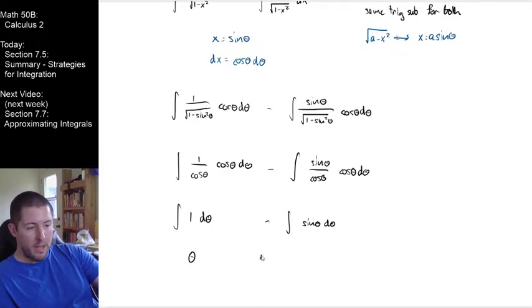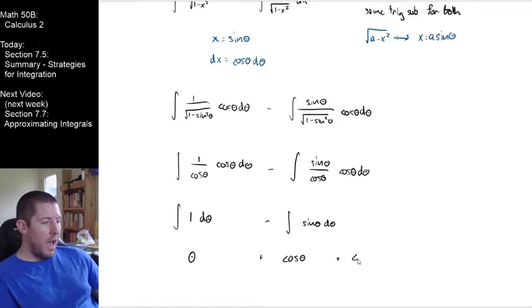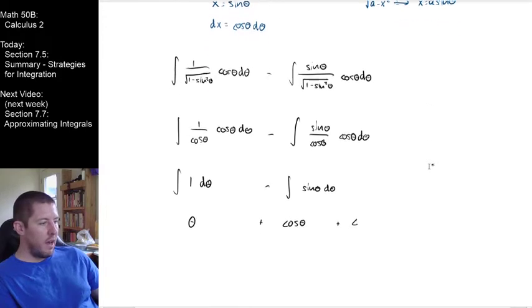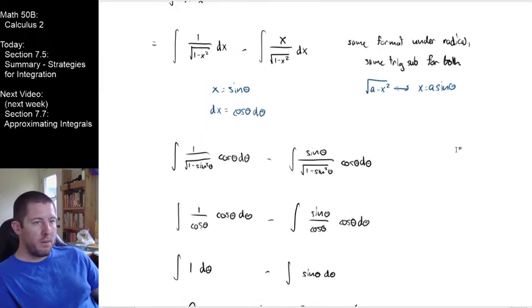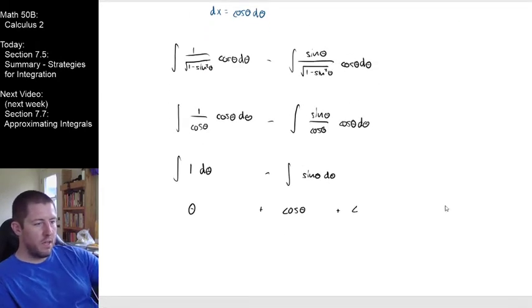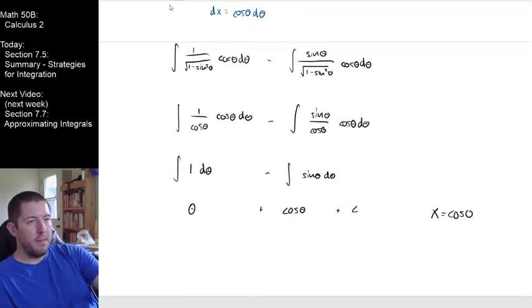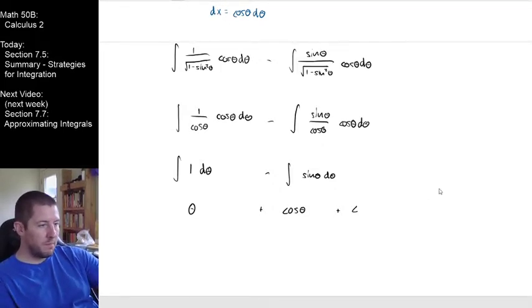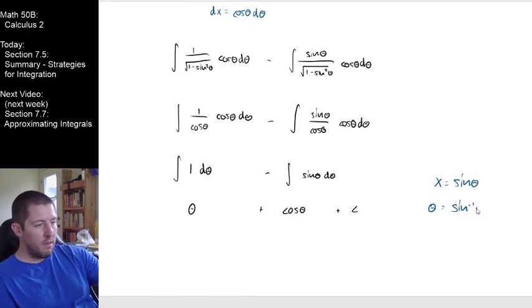Notice that this minus will now switch to a plus, and we're just going to get plus cosine of theta plus c. And it looks like the only thing we've got to do right here is just swap back in our appropriate terms. We did the substitution x equals cosine theta. Oh, nope, that's not what we did. And I want to give myself a little more room right here. We did x equals sine theta. So that tells me that we should have that theta is sine inverse of x.